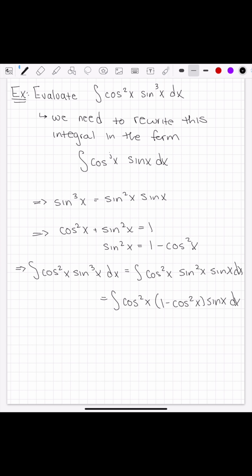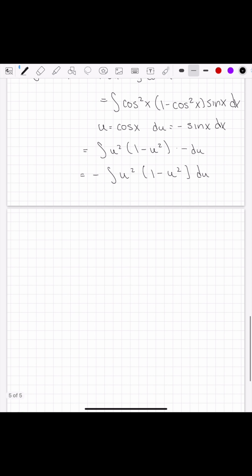Now we want to use u-substitution. Remember, that's the next step after you rewrite. Cosine is the one that's being raised to a power, so u is cosine of x, and then du, remember, the derivative of cosine, is negative sine of x dx. So this becomes u squared times 1 minus u squared times minus du. We can take the minus sign out, and then we have u squared times 1 minus u squared du. We don't have an integration formula for that, but we can simplify this by distributing the u squared, and so that becomes the integral of u squared minus u to the 4 du.